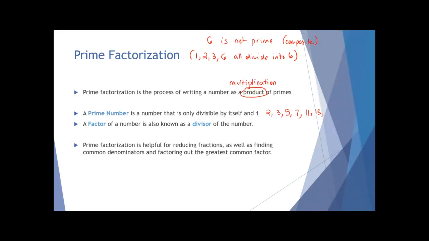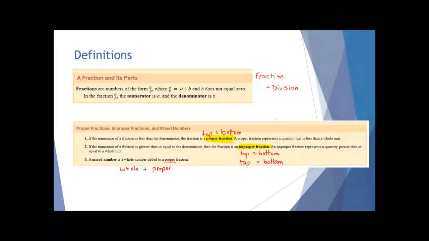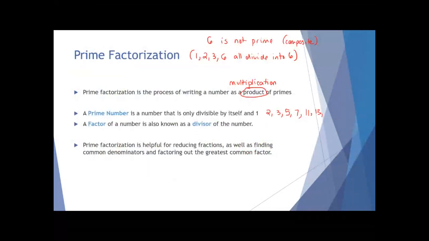Now the next term here is a factor. So a factor of a number is also known as a divisor of the number. And a divisor means it divides into it. So these numbers 1, 2, 3, and 6, these are divisors of 6 because they divide into 6.